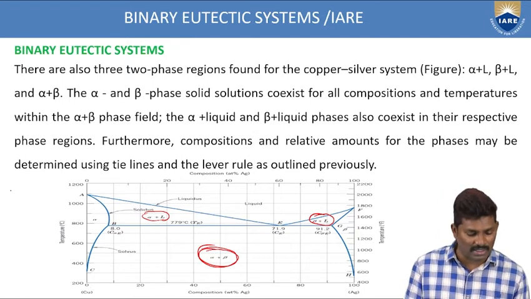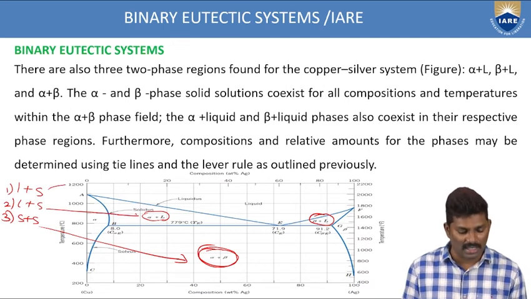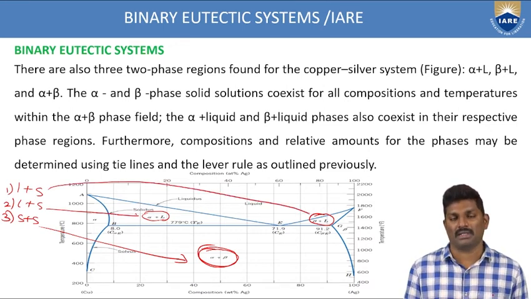So what is happening here? One is liquid plus solid. Second is also liquid plus solid. And third, you have both solids. Both solids represent alpha plus beta. One liquid and one solid represent alpha plus L. Another liquid plus solid represents beta plus L. So totally 3 two-phase systems are present. And at any phase, alpha and beta are common, at any composition and at any temperature. So you have to note this down.